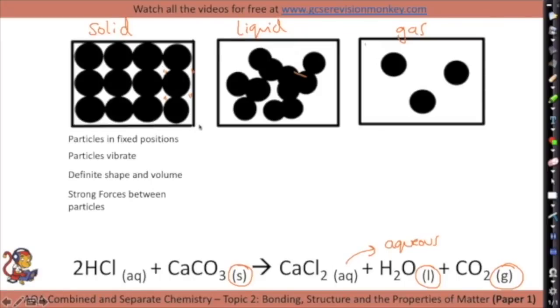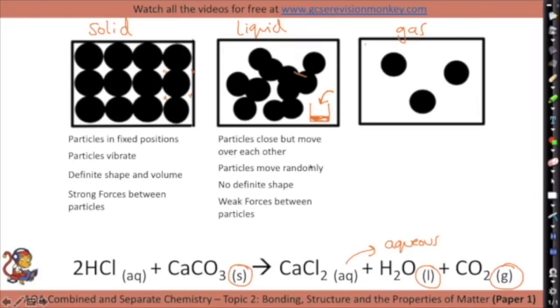For a liquid, the particles are close, but they move over each other. They're moving randomly. Liquids don't have any definite shape. So for example, if you had a container and you were to pour the liquid in the container, it would just take the shape of the bottom of that container. There are weak forces between the particles, which allows them to move over each other.